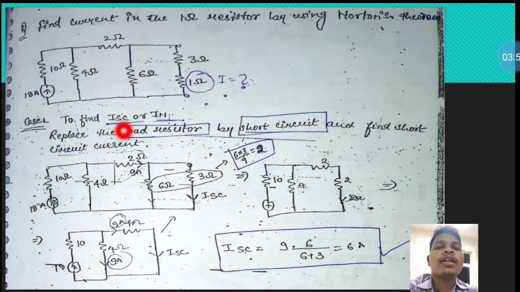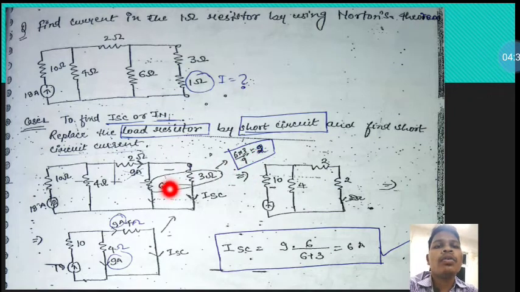To find the short circuit current or Norton current, replace the load resistance by a short circuit and find the short circuit current. So we first short circuit the 1 ohm resistance, and after short circuiting the circuit will look like this. There is the 18 ampere source with 10 ohm, 4 ohm, 2 ohm, 6 ohm and 3 ohm, which is short circuited. The 3 ohm and 6 ohm are connected in parallel, so 6 into 3 divided by 6 plus 3, that is 9, equals 2 ohm.